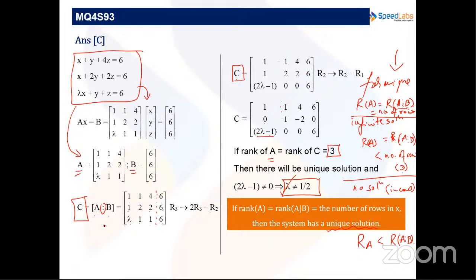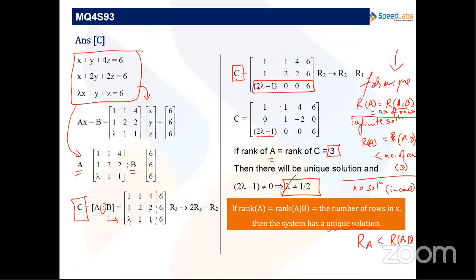How to find the rank? First we will take the third row. So we have seen that there are these two values 1 which can be made 0 with the operation if I multiply the third row by 2 and subtract it from the second row. So what we did is multiplied this third row by 2 and subtracted it from the second row. So we got this.